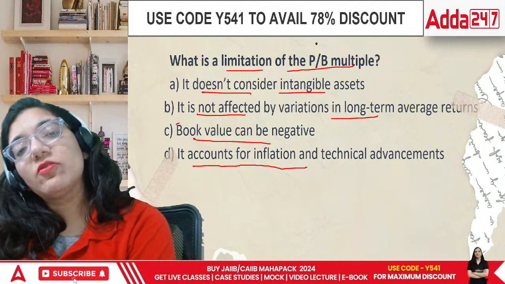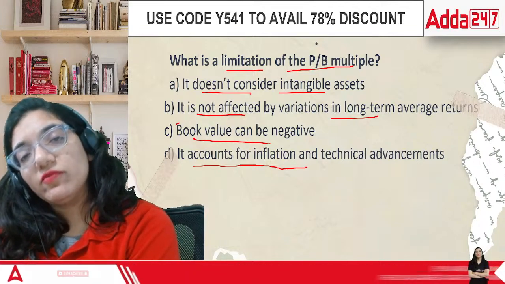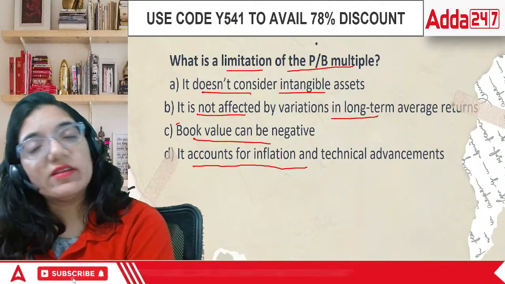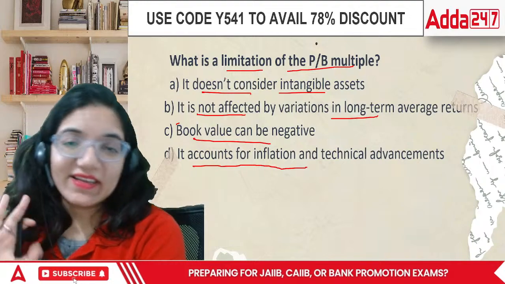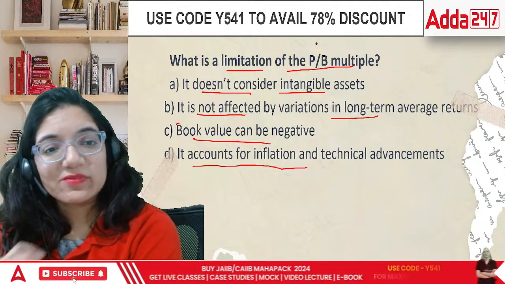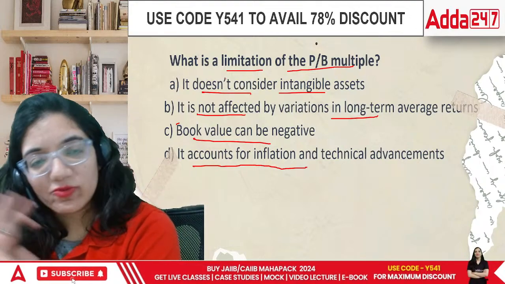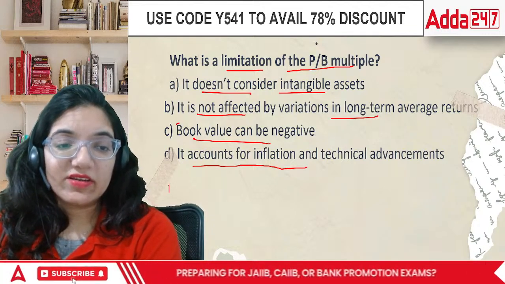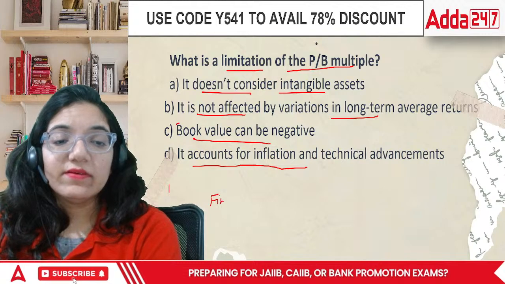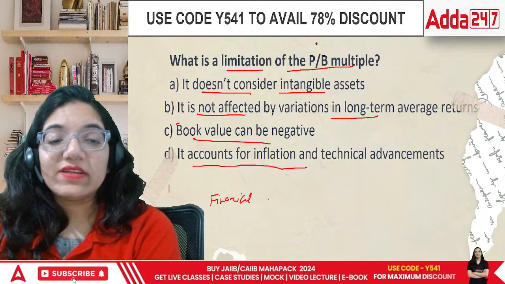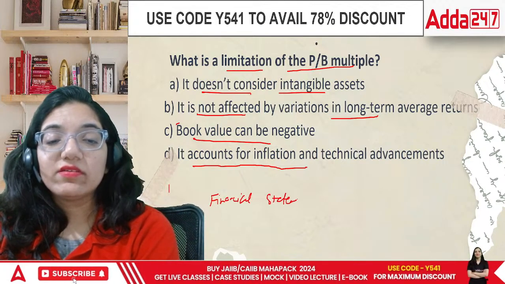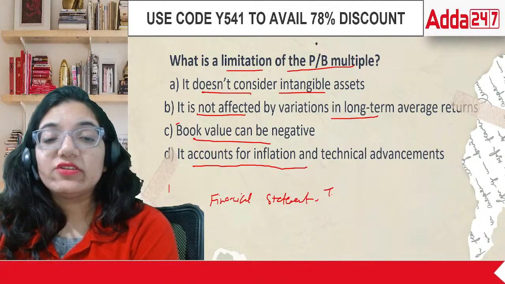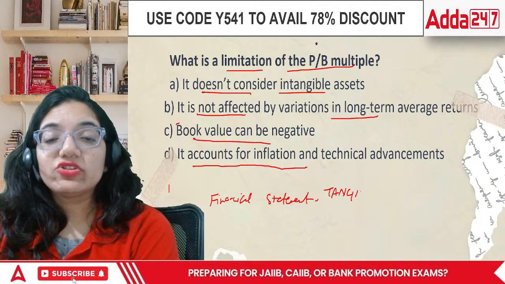And when we talk about the PB multiple, you will find that in the book they have said that in the book value you do not include the intangible assets. This is wrong in the previous part. You don't consider it overall in the financial statements. So let me tell you one more point. The financial statements include both tangible, the ones which you can touch, and intangible.